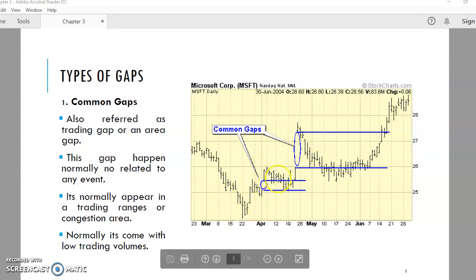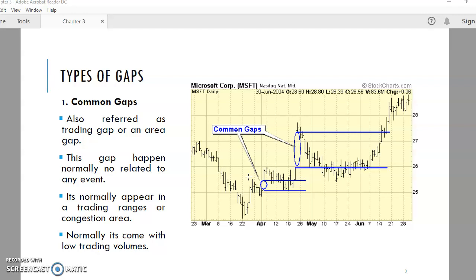This gap is not, I'm not saying it's not important. It's important, but maybe the impact is not so much because it is not supported by any event. If a gap is supported by an event, for example the fundamentals, the economic conditions or the political conditions, those gaps are really significant. And as a trader, we need to pay careful attention to those types of gaps.